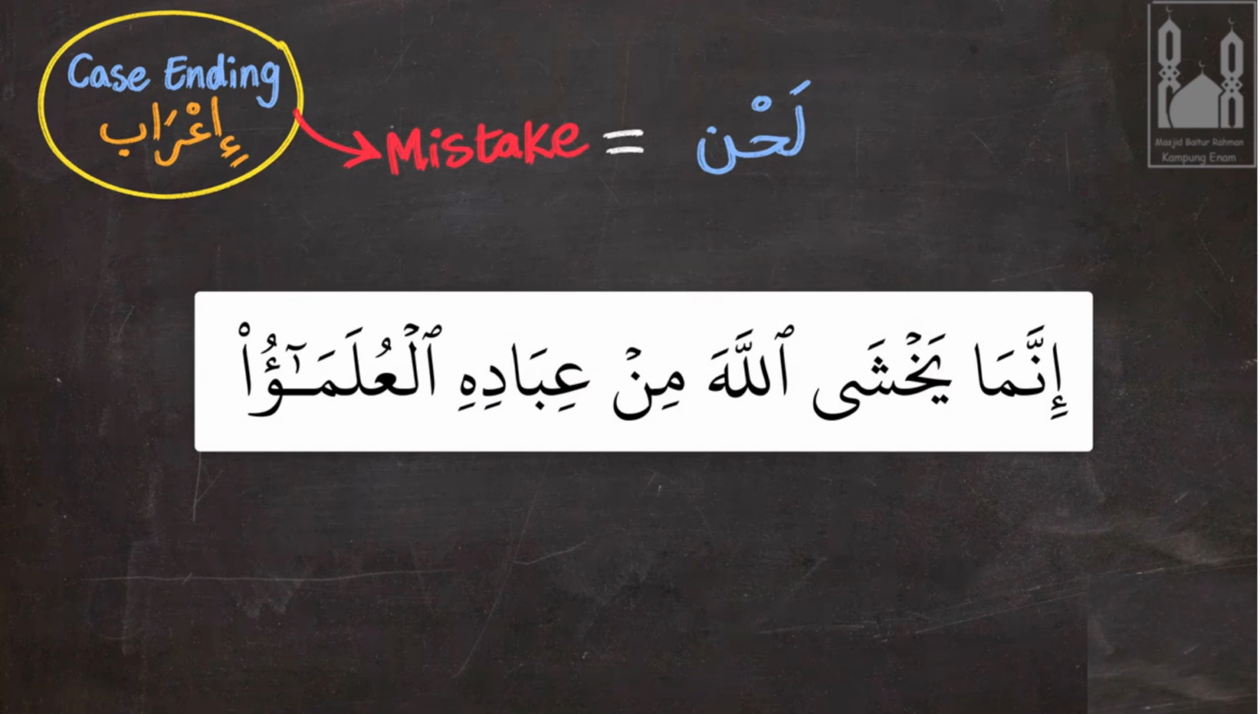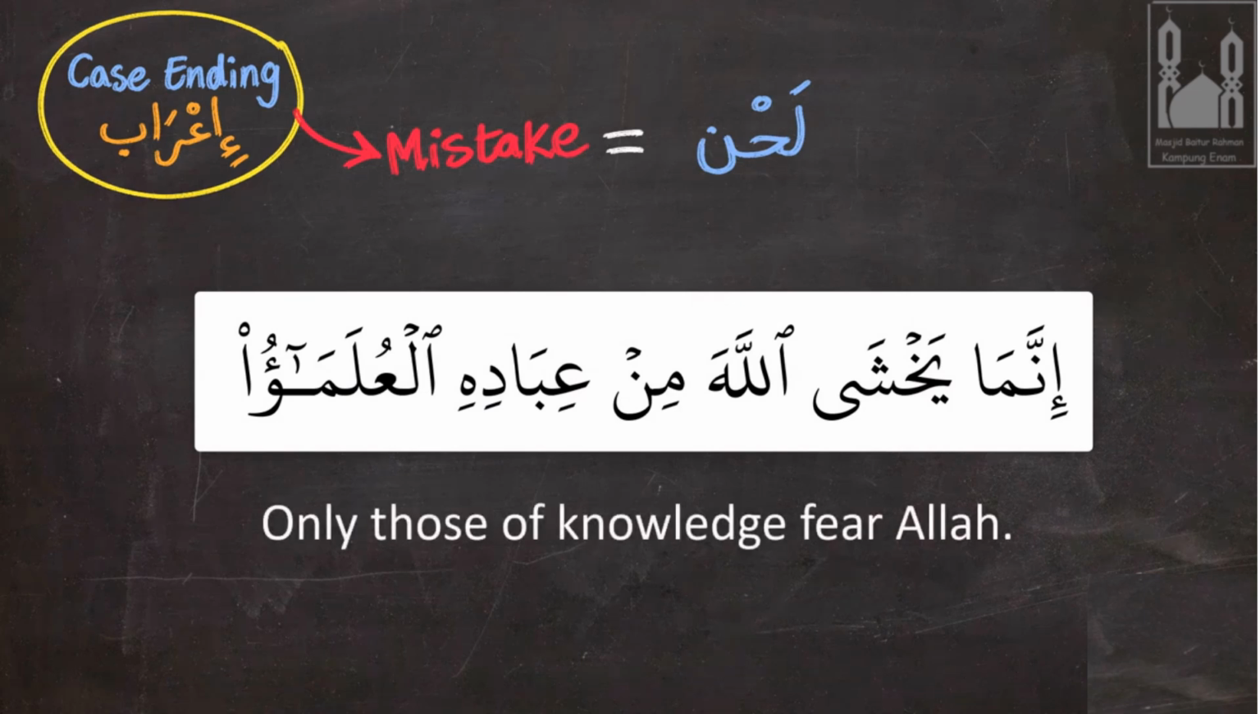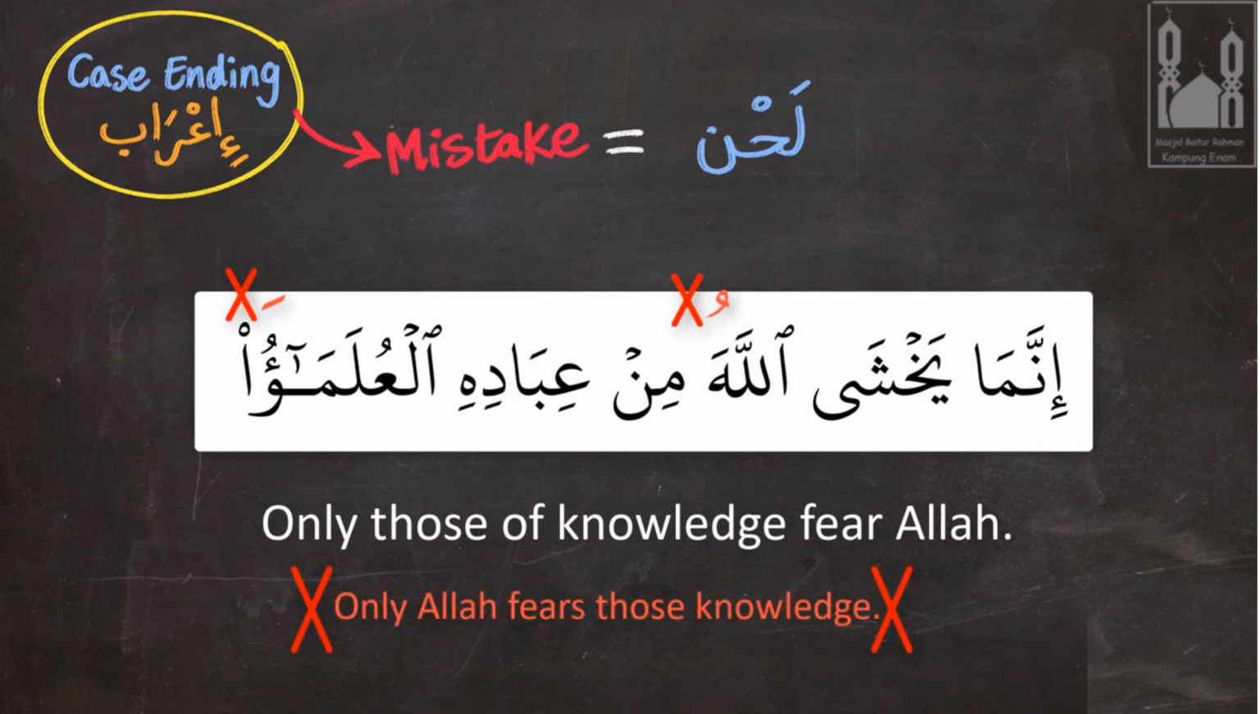In this ayah, we read, إِنَّمَا يَخْشَى اللَّهَ مِنْ عِبَادِهِ الْعُلَمَاء, which means, only those of knowledge fear Allah. However, if we by mistake switch the case endings, the meaning would be, only Allah fears those of knowledge, which is not only a wrong meaning, it is even blasphemous.